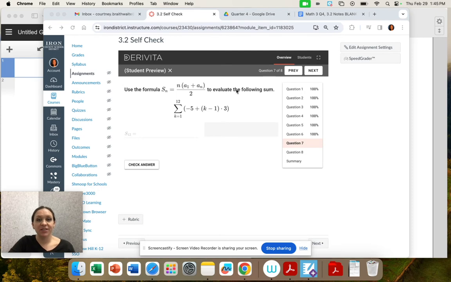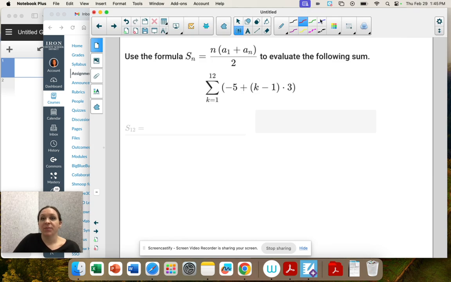Use this formula to evaluate the sum. So all up till now, we've been doing sums by hand, but that can take a while when we're going with a lot of numbers. So this one, we would start at k equals 1, and then we would have to go all the way up to k equals 12. And that's why we have this formula.